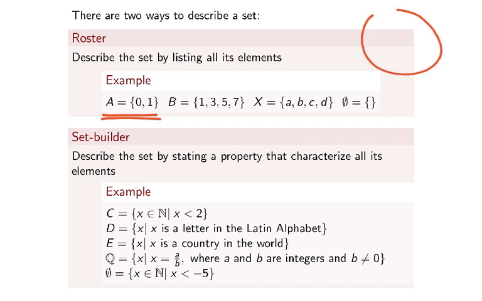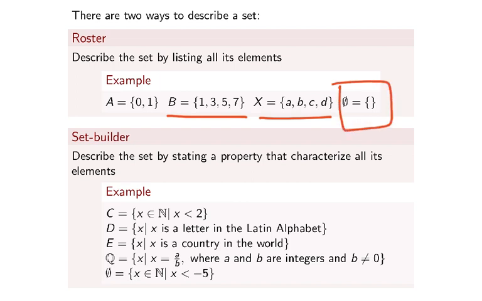So in this case, for instance, this is the set that has the elements 0, 1. In a Venn diagram, we can put an oval and put the elements 0, 1 inside of the oval. And then this is the example of the set B that contains the elements 1, 3, 5, 7, or the set X that contains the letters A, B, C, D, or this very particular set that is the empty set. The empty set is a set that contains nothing, a set that has no elements.